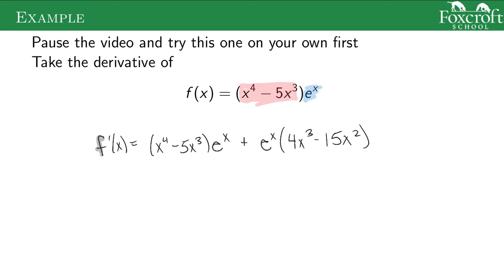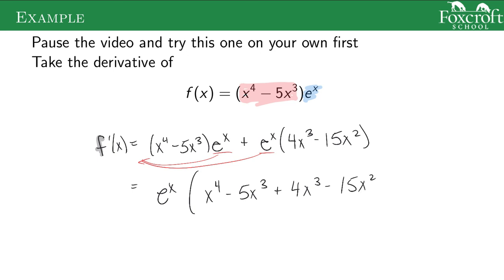A lot of times when you see this answer on a multiple choice question or something for an AP question, what they'll do is they'll take these e to the x's and factor them out. So a lot of times you'll see it like this: e to the x times x to the fourth minus 5x cubed plus 4x cubed minus 15x squared. And you could even combine those like terms in the middle. So you'll see this as the way that it's written for the final answer on AP multiple choice questions a lot, because this e to the x ends up popping up in both of these pieces.